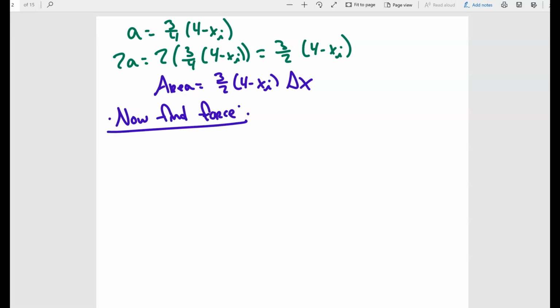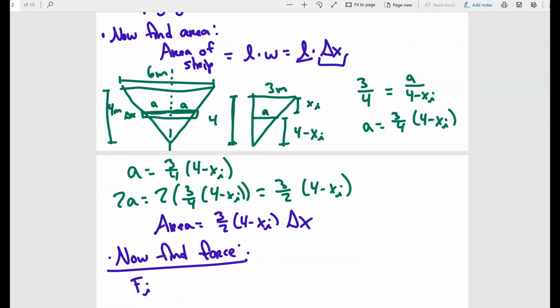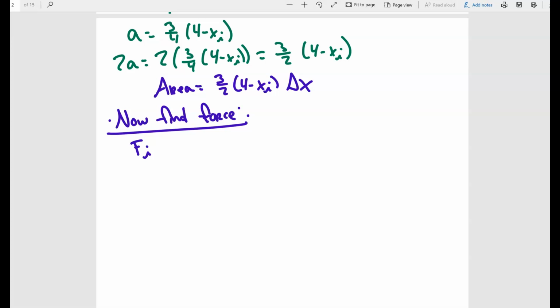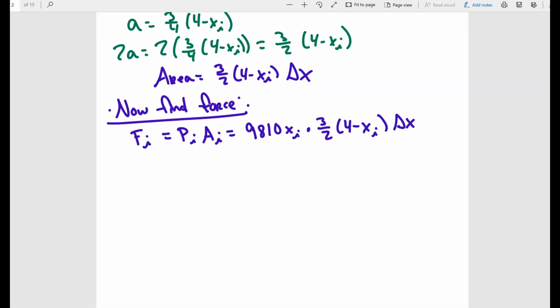The force in this case, the force of this one slit, I'm going to call it i, because there's going to be many different slits. Let's just call it the ith slit. It's going to be equal to Pi times Ai. So I'm going to have our pressure, which in this case was 9810 times xi. That's my pressure. And then times A, which in this case is 3/2 times 4 minus xi times delta x. So this is going to be the force.